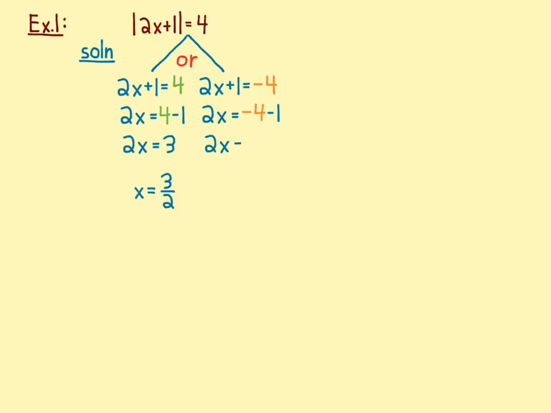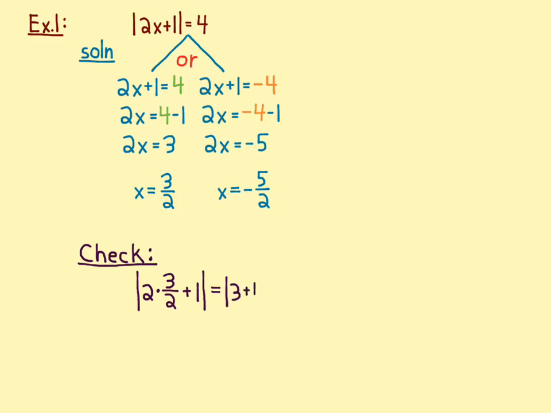Subtract 1 from both sides, cross multiply with the 2. So now I've got those answers. I want to check them and make sure they work. Always check your answers. So 2 times 3 halves plus 1. These are fairly easy to check because the denominators usually cancel out. So that equals 3 because the 2's cancel. So you get 3 plus 1, that's 4. Absolute value of that is 4, which is what I wanted, right? That's what's over here, 4.